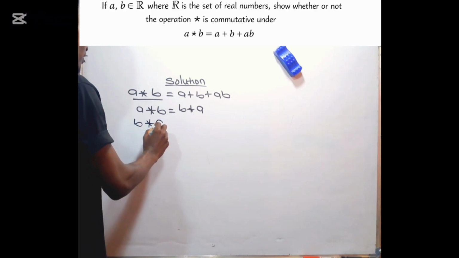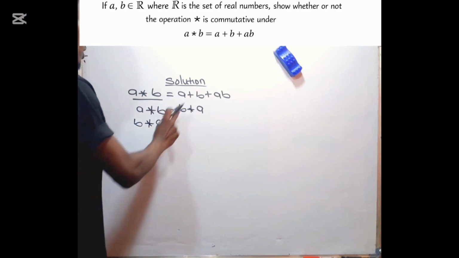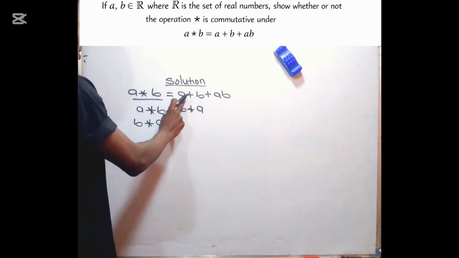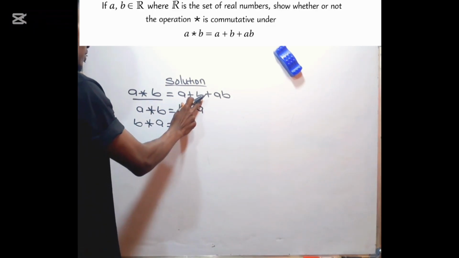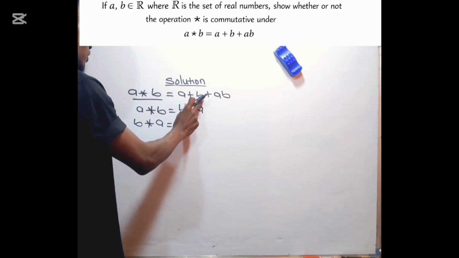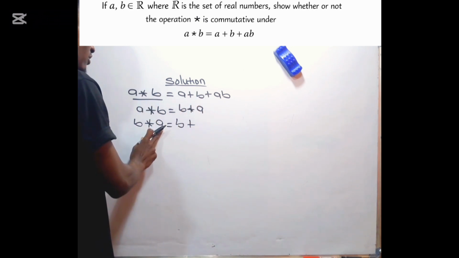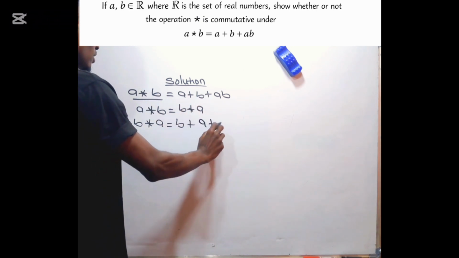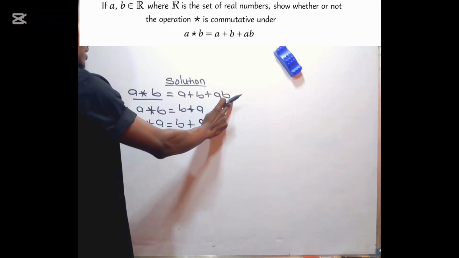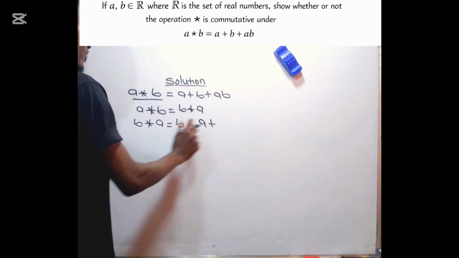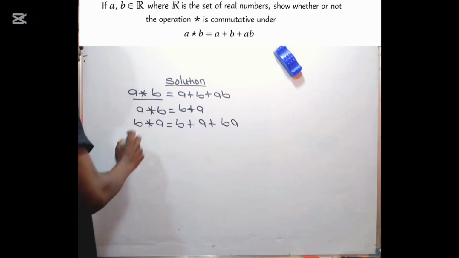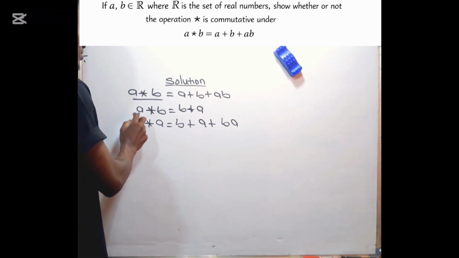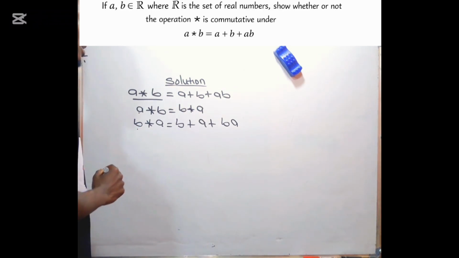b asterisk a will be equal to, now the first alphabet first, and what is the first alphabet, which is b, plus, what is the second alphabet? The second alphabet is a, then plus the product of the first and the second, which is plus ba. So here is a asterisk b, here is b asterisk a.